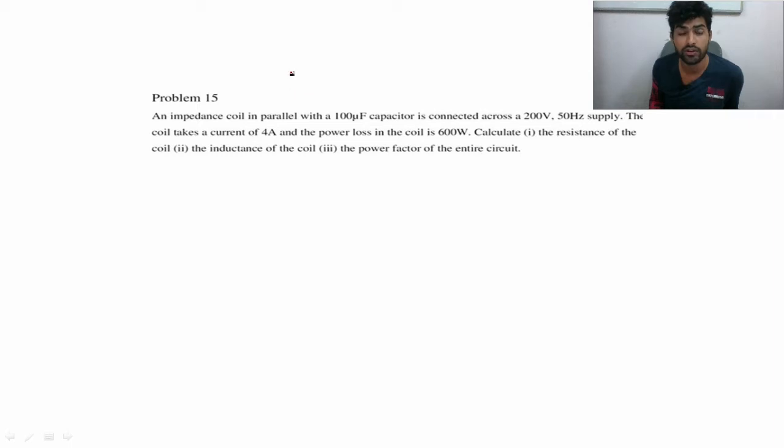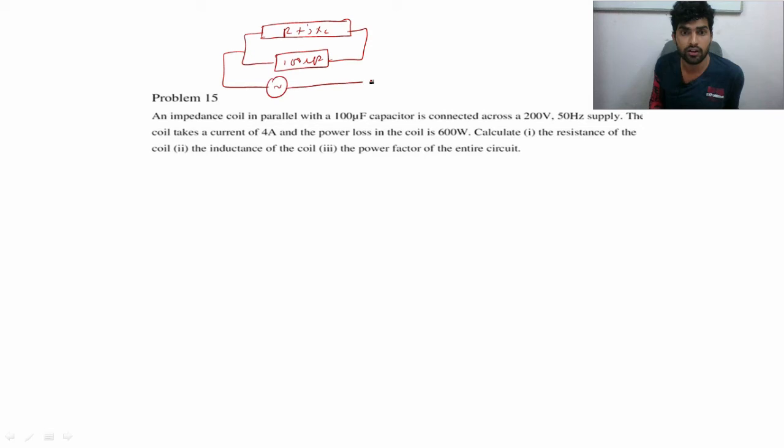So next problem: an impedance coil in parallel with a 100 microfarad capacitor is connected across a 200 volt 50 hertz supply. So for an impedance coil, definitely inductance will be present, right? For the coil, R plus jXL must be there. It is connected in parallel with the 100 microfarad capacitor across the 200 volt 50 hertz supply. This one I'll take as Z coil. The coil takes a current of 4 amps, and the power loss in the coil is 600 watts.